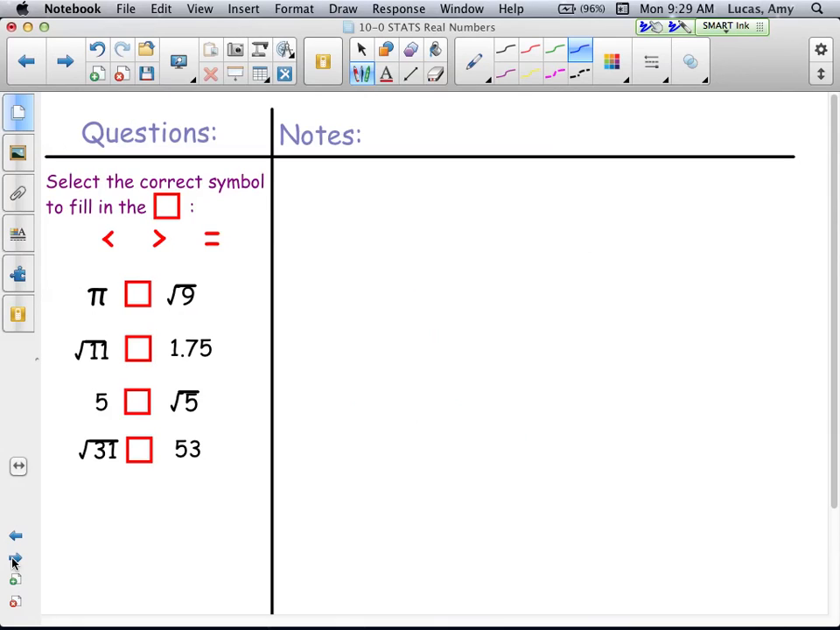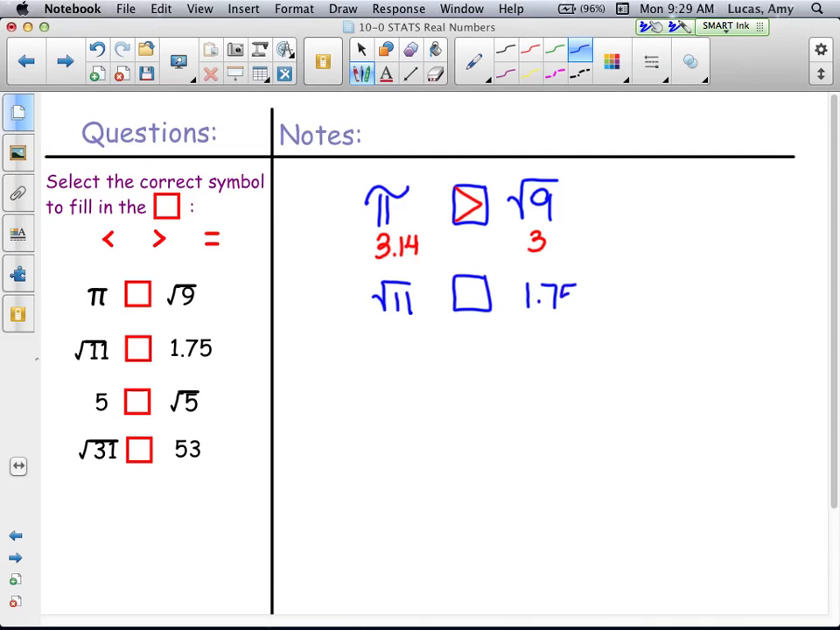Now, fill in the blank. Pi as compared to the square root of 9. Well, the square root of 9 is 3, and pi is 3.14, so 3.14 is greater than 3. Square root of 11 compared to 1.75. The square root of 11 is between the square root of 9 and 16, so it's between the numbers 3 and 4. That is greater than 1.75.